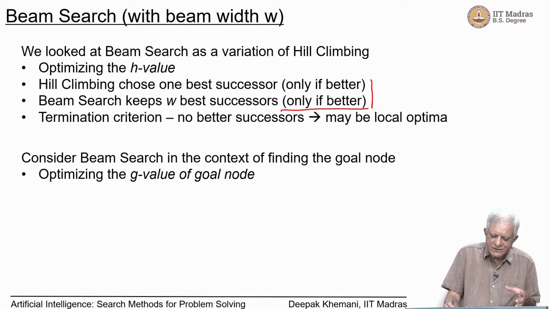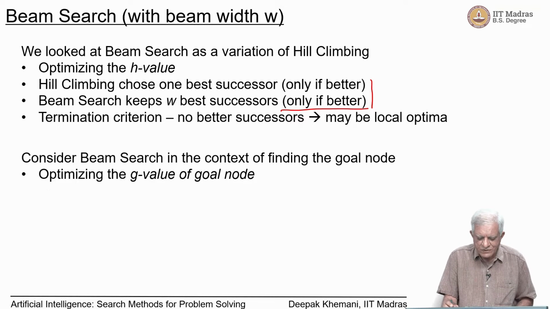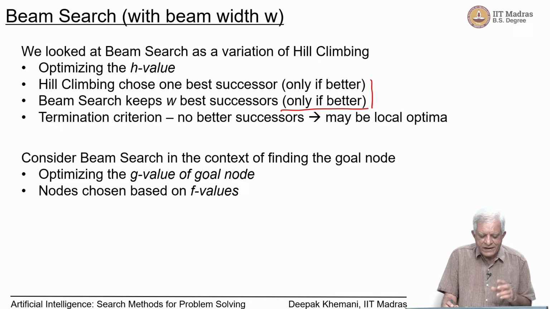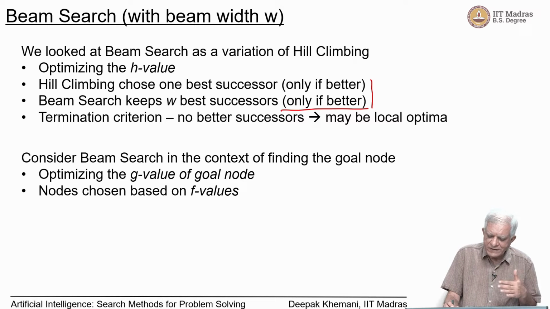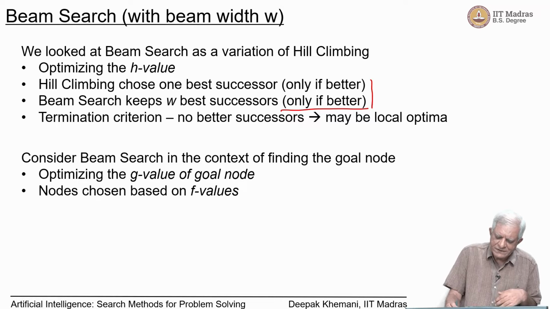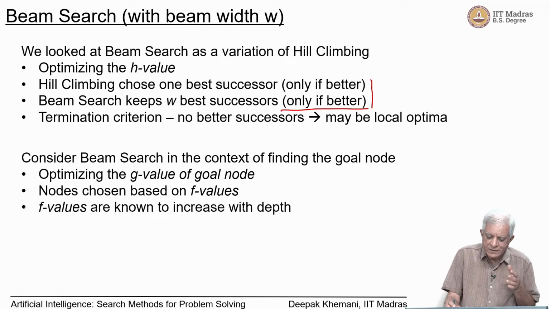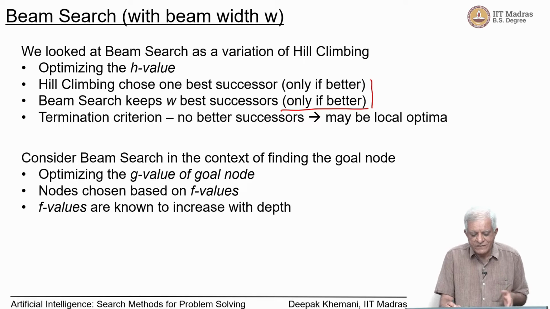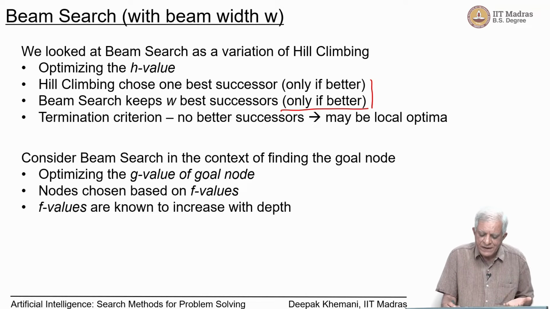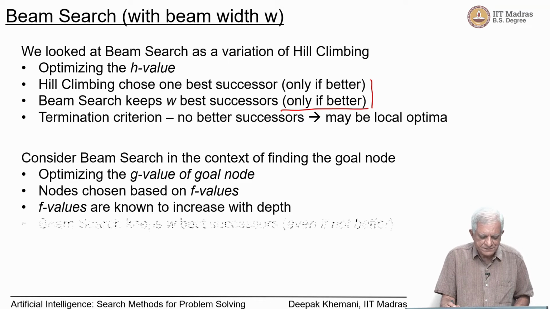we are really optimizing on the G values of the goal node essentially. We want to find the shortest path to the goal node, and nodes chosen based on F values. If you remember the recursive best first search algorithm, for example, it always picks nodes based on F values, but the problem with F values is that they are known to increase with depth. We saw this in the example also, and especially when the monotone condition is satisfied, it becomes a property of the graph.